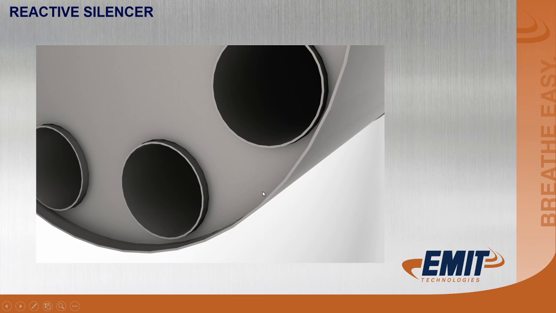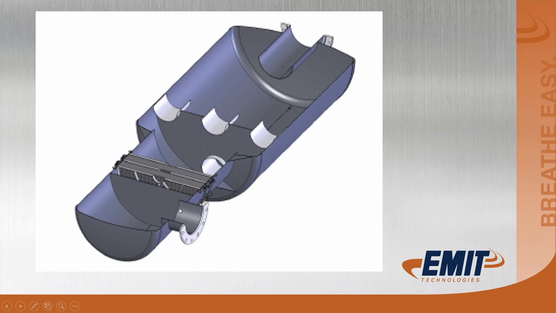Here's a reactive silencer. There's no absorptive blanket in it at all. The dimensions of the housing of the silencer are sized according to the sound that's being produced by the units, the waveform. So these are modeled and engineered to reduce those sound waves only by percussion. There's a typical look at one of those.